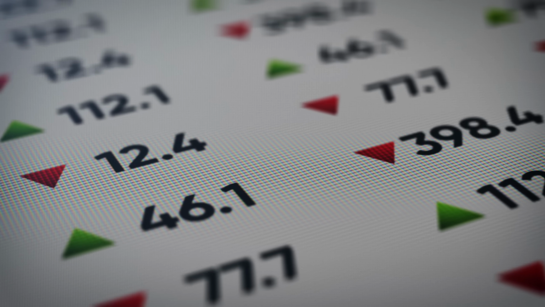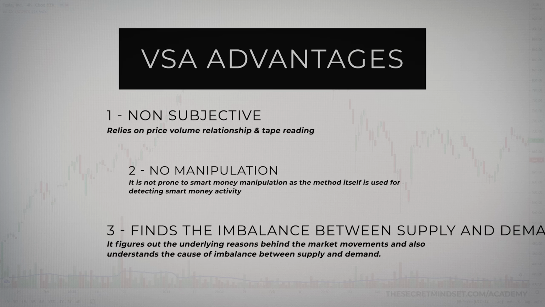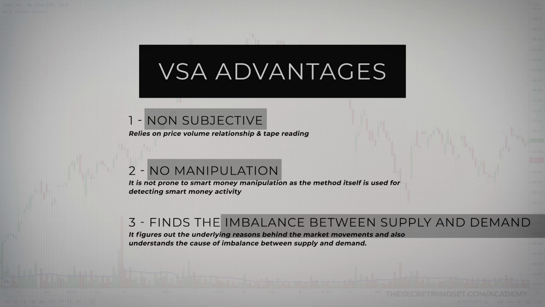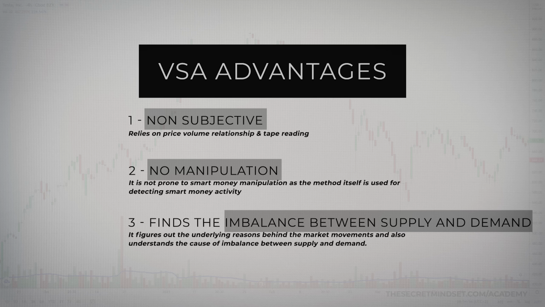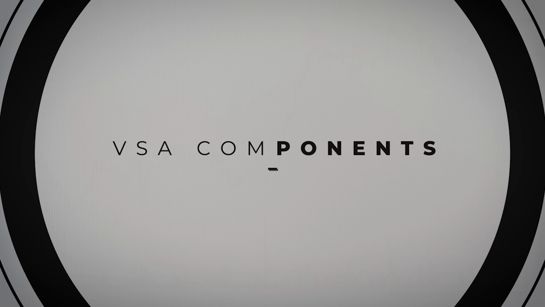Wyckoff's volume spread analysis is one of the best methods to analyze a market because it's non-subjective. It's not prone to smart money manipulation, as the method itself is used for detecting smart money activity, and it figures out the underlying reasons behind the market movements and also understands the cause of the imbalance between supply and demand. First, let's see the components of the volume spread analysis.